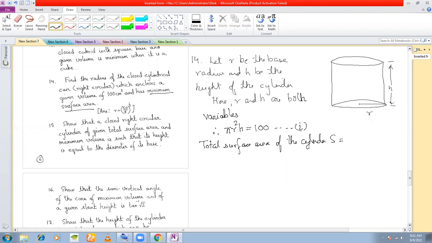S. If you remember, the formula for total surface area was 2 pi r into r plus h, right? So now if you see, we have to minimize S, right? But S has two variables, r and h. So we bring it down to one variable with the help of 1. So from 1, you can write h is equal to 100 by pi r square.